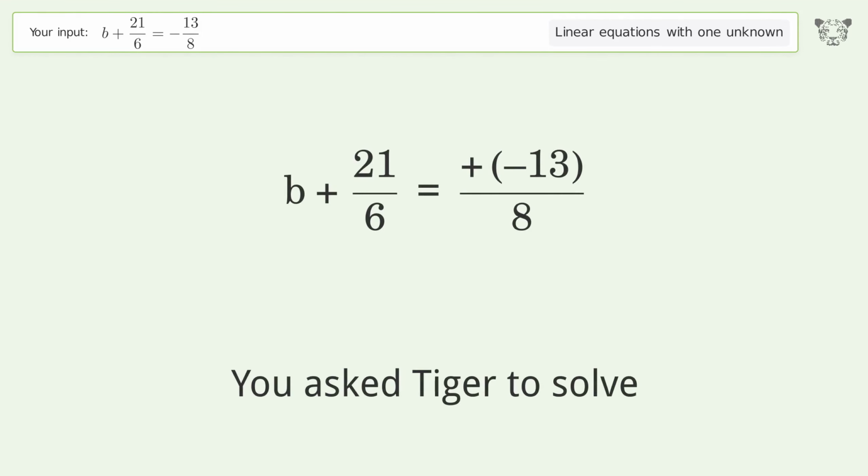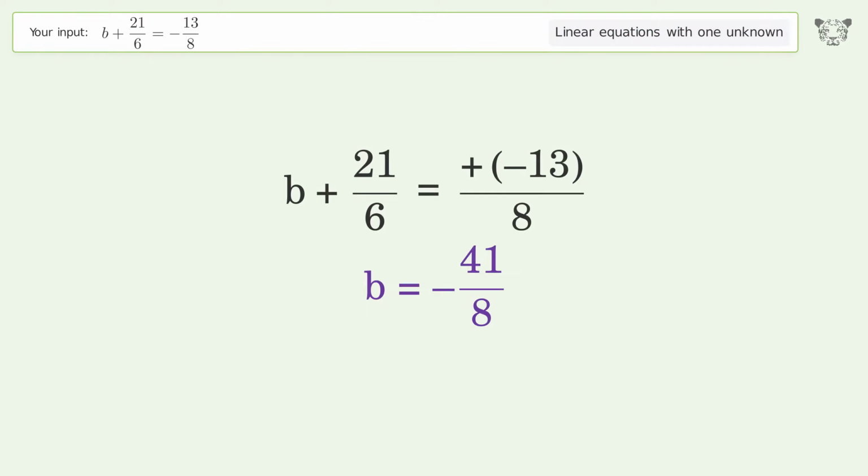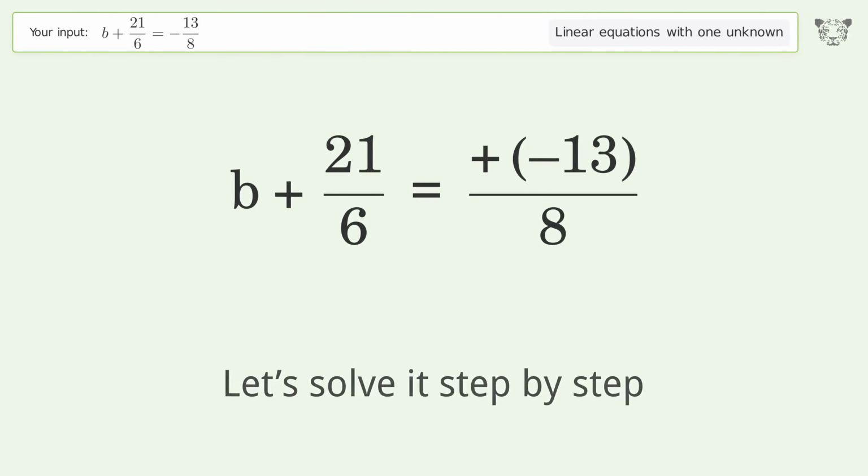You ask Tiger to solve. This deals with linear equations with one unknown. The final result is b equals -41/8. Let's solve it step by step.